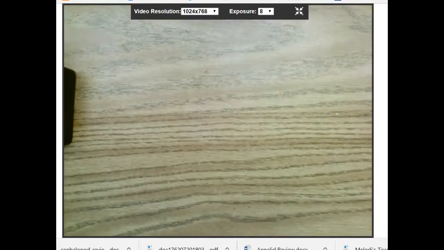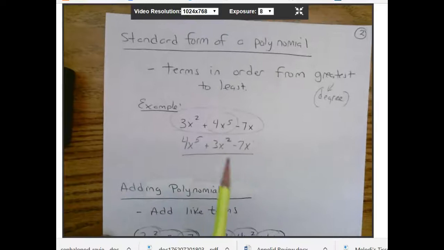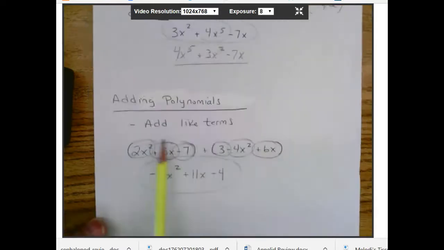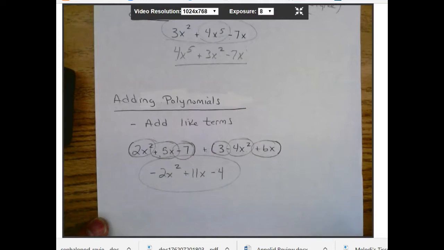And then always writing in standard form, we go from the greatest degree, which is 4x to the fifth, to the least, 7x. And then if we're adding, just add like terms. And if we're subtracting, we do the additive inverse, and then we collect like terms.